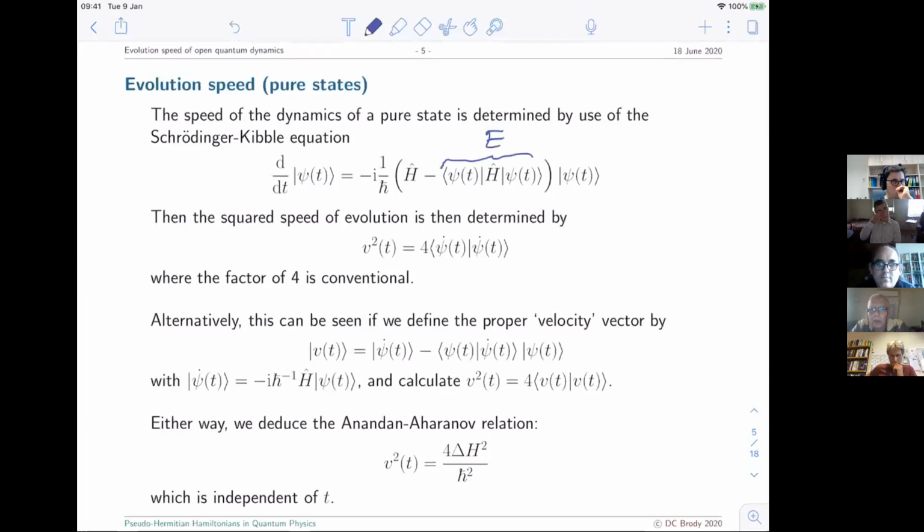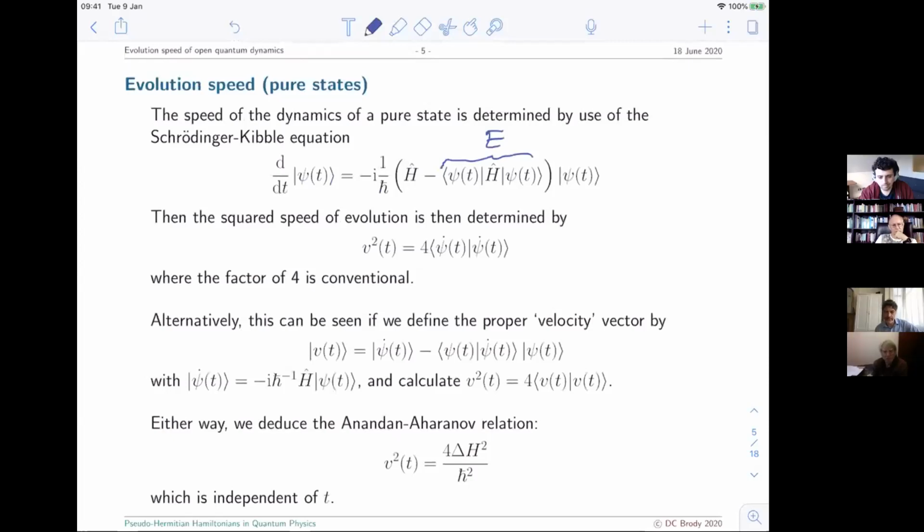And Kibble, in the late 70s, wrote down this equation for a number of reasons. But the primary one is to remove the so-called dynamical phase in time evolution. So you only accumulate the geometric phase, but not the dynamical phase, as the state evolves. And this also makes it clear, incidentally, that if you have a stationary state, then the left-hand side equals 0. So you get Hψ equals Eψ, the time-independent Schrödinger equation, without invoking the so-called correspondence principle.